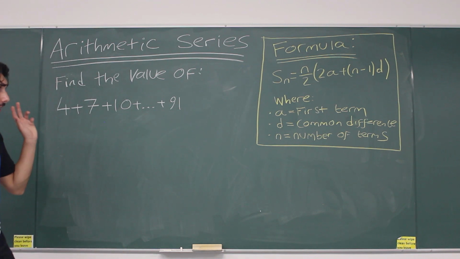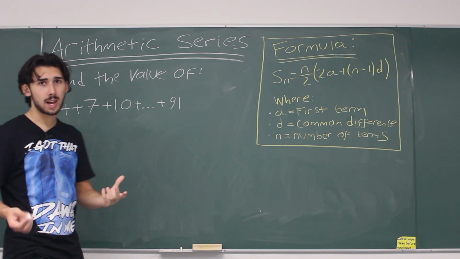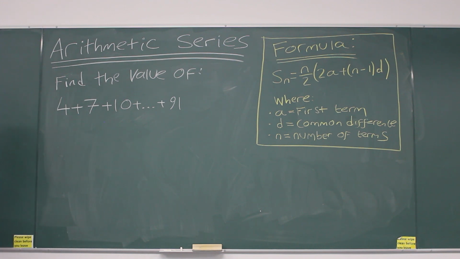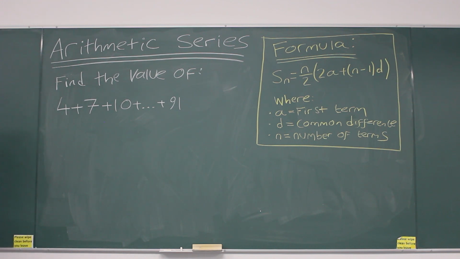So there are two things that we can do. First of all, let's just find what n is. And then I'm going to tell you something that you might find helpful. There's an alternate version of this formula that we could use here. Okay, so the first thing that we should do is find n. How do we find the value of n?